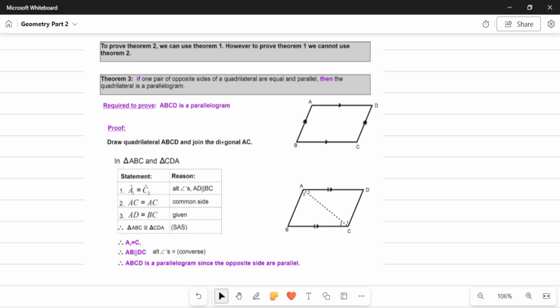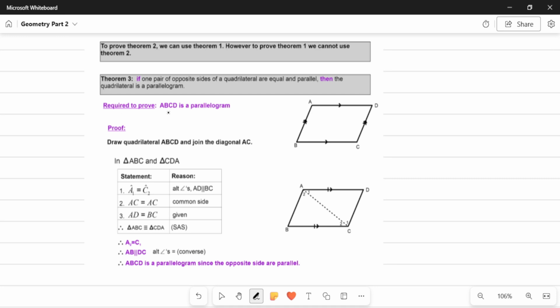Now with theorem 3, there is no converse. There's no such thing as saying if the quadrilateral is a parallelogram, then one pair of opposite sides are equal and parallel. That does not work. It does not make sense because that's not a property of a parallelogram, right? So this is why theorem 3 we only use as a theorem. There is no converse to it, okay? But I will put a neat diagram towards the latter part of this video so that you'll see exactly what I mean by theorems and converses, right?